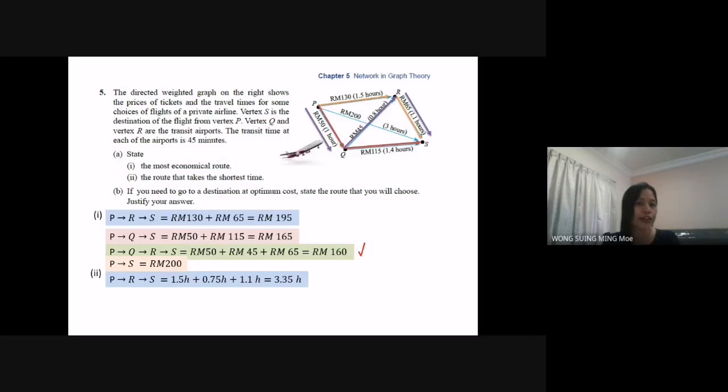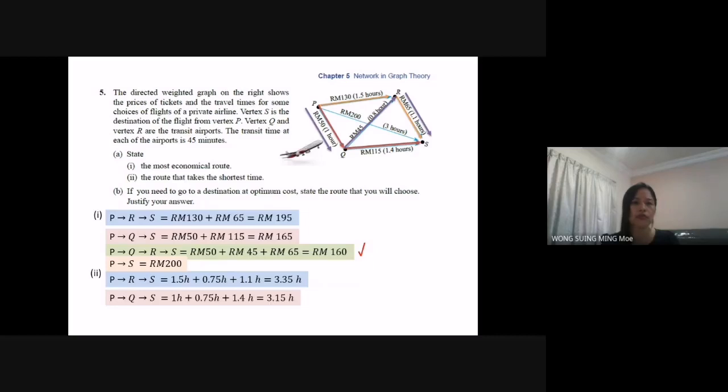45 divided by 60, right? So I get 0.75 hour. That's why I write here 1.5 hour is P to R, then plus 0.75 hour. This is transit time. Then plus R to S. R to S is 1.1 hour. So total time taken is 3.35 hour.